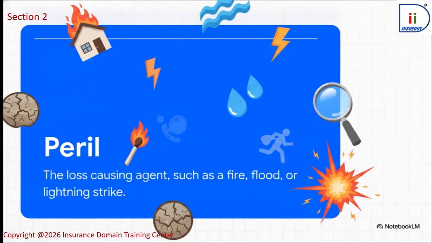Second on the list, we have the peril. If risk is the possibility of something happening, the peril is the actual physical agent that causes the damage. We are talking about fire, flood, earthquake, or even a thief. When you're buying an insurance policy, you're generally buying protection against specific perils.